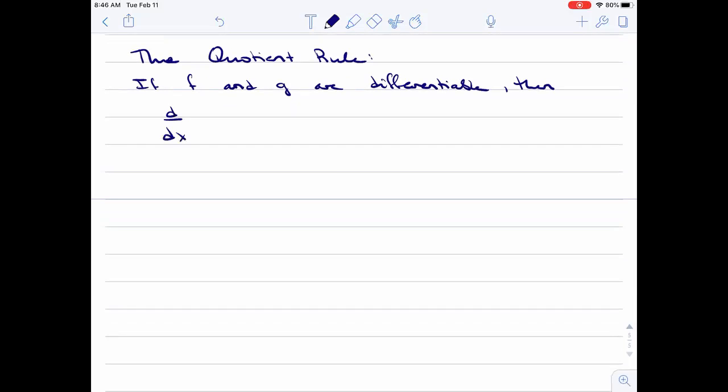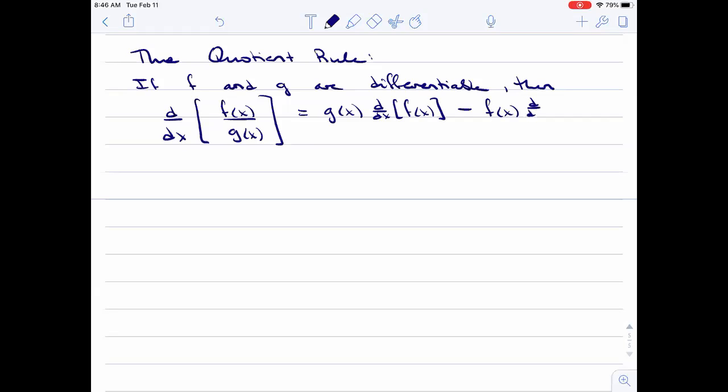Then d dx of f of x over g of x is going to be g of x times d dx of f of x, minus f of x times d dx of g of x, all over g of x squared.